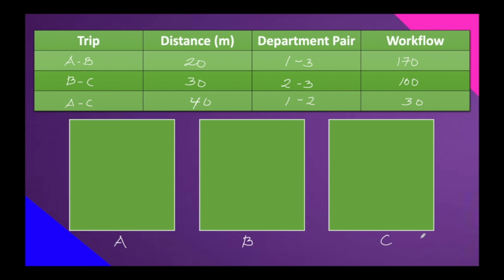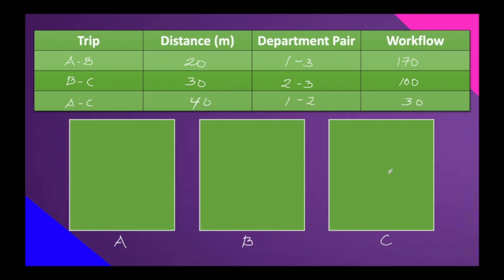So, what we will do now is to have the department. Nasaan ba dapat yung department 1? It should be on the location A, on the location B, or on the location C. Where should we put the department 2? It should be on the location A, B, or C. Lastly, where should we put the department 3? It should be on the location A, location B, or location C.